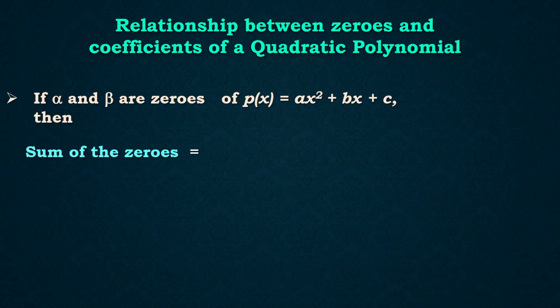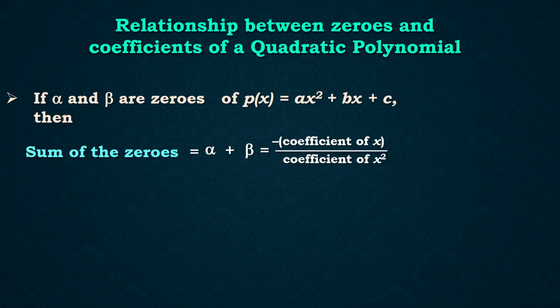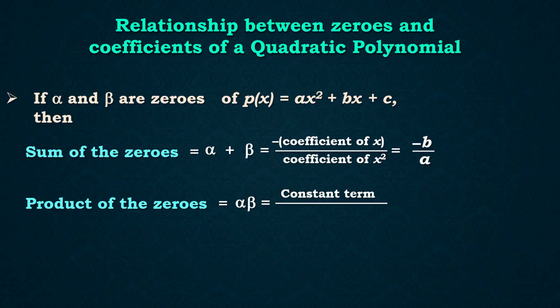First, let us find the sum of the zeros. The sum of the zeros is alpha plus beta. The sum of the zeros is equal to negative coefficient of x divided by the coefficient of x square. So, alpha plus beta is equal to negative b divided by a. Next, let us find the product of the zeros. The product of the zeros is alpha multiplied by beta. The product of the zeros is equal to constant term divided by the coefficient of x square. So, alpha multiplied by beta is equal to c divided by a.